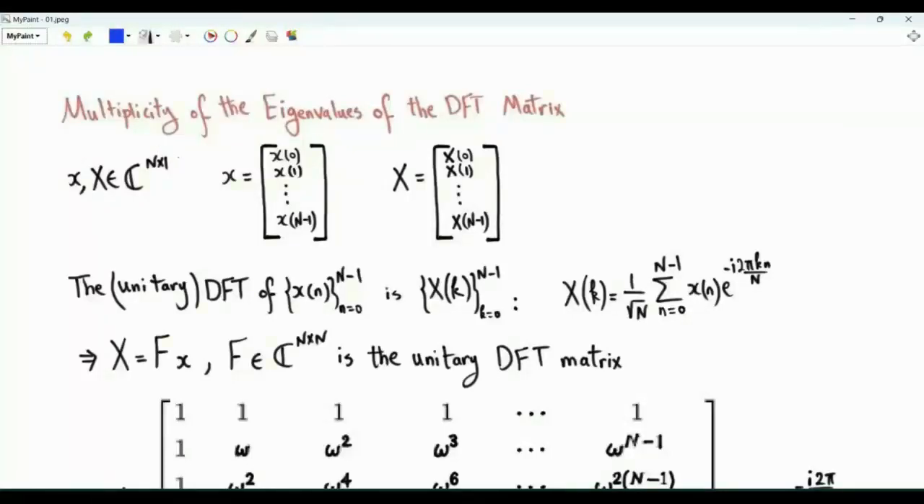Bismillah ar-Rahman ar-Rahim. This video is about the eigenstructure of the unitary DFT matrix, specifically the multiplicity of its eigenvalues.